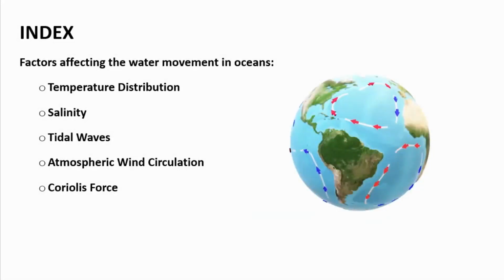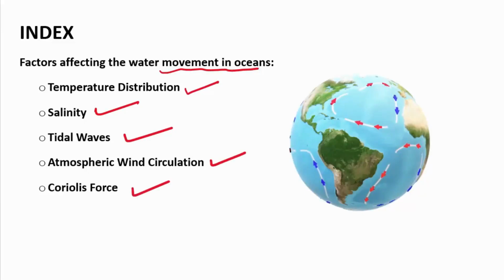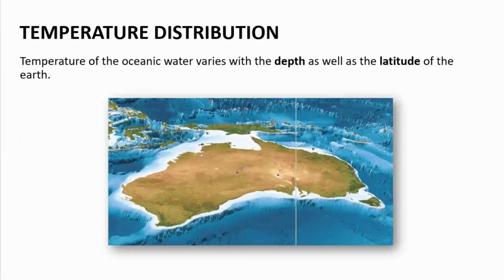First of all, let me tell you what we are going to cover in this particular session. Like we have already discussed, I'll be telling you mainly about the factors that affect water movements in the oceans. And when I'm talking about the factors, I'm mainly concerned about the major factors, the primary factors that affect the water movement. The first we are going to discuss is temperature distribution in water, then salinity of water, tidal waves, atmospheric wind circulation, and Coriolis force. These are the primary factors that affect the movement of oceanic water, and we are going to discuss each of these in detail. So let's start.